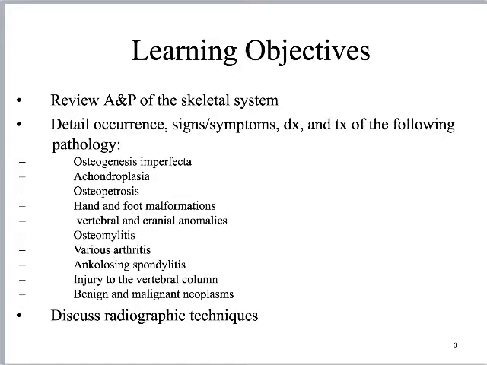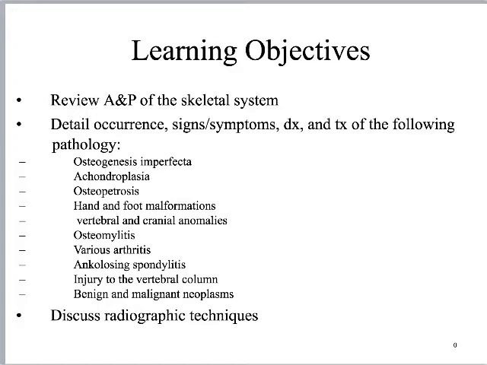Achondroplasia, Osteopetrosis, hand and foot malformations, vertebral and cranial anomalies, osteomyelitis, various arthritises, that's a very broad term, ankylosing spondylitis, injury to the vertebral column, which we pretty much already discussed in the last lecture, but we'll just do a quick recap of that, and then benign versus malignant neoplasms.